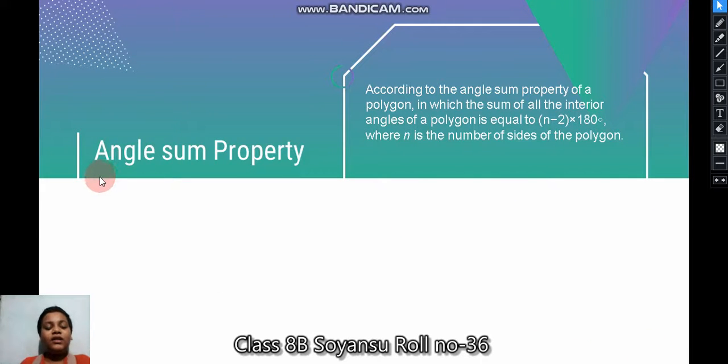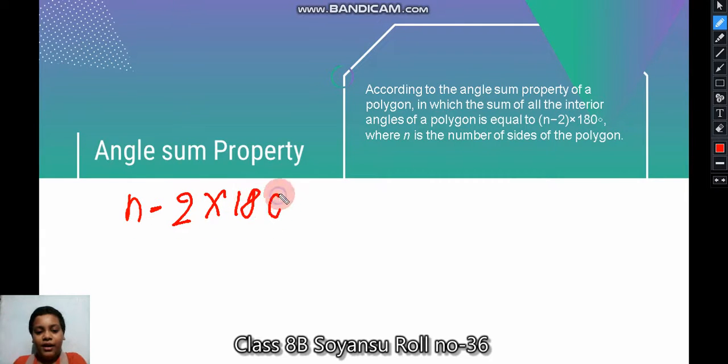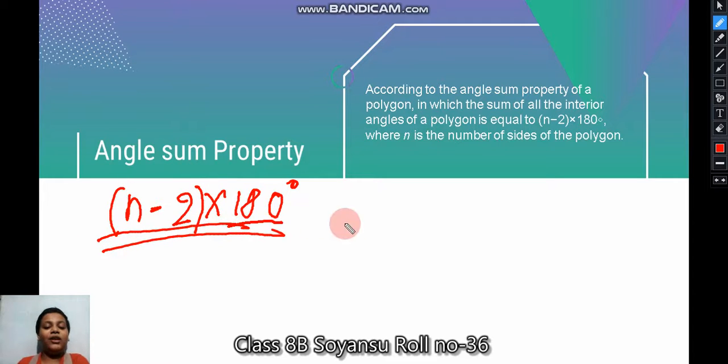Now, what is the angle sum property? Angle sum property is a property of polygons. According to the angle sum property, the sum of the interior angles of a polygon is equal to (n minus 2) into 180 degrees, where n is the number of sides of the polygon. So I will write it down: (n minus 2) into 180 degrees. You have to learn this formula of angle sum property.